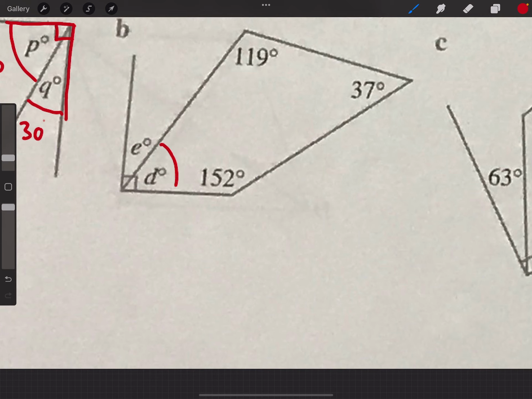Alright, here we go, another one. What's this angle D here? We have to work it out. 119 plus 37 plus 152. Let's add these three together first.